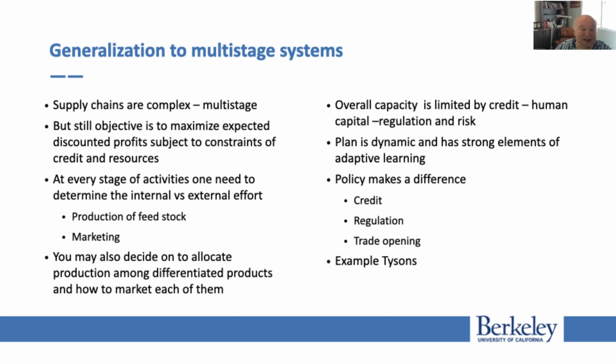Now, up to now, I spoke about a very simple supply chain: feedstock, processing. But in general, supply chains are more complex. They may have multiple stages. You may, for example, have production of feedstock, processing, and marketing. And then you have to decide, across multiple stages, what to do.